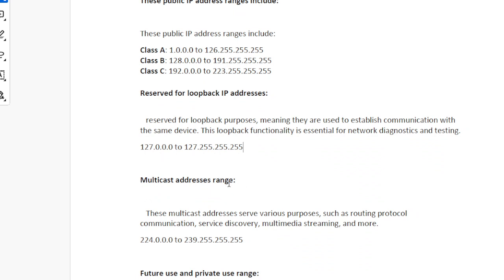What is the multicast address range? These multicast addresses serve various purposes such as routing protocol communication, service discovery, multimedia streaming, and more. They start from 224.0.0.0 to 239.255.255.255. You might ask, what are these multicast addresses? Let me explain a bit more.